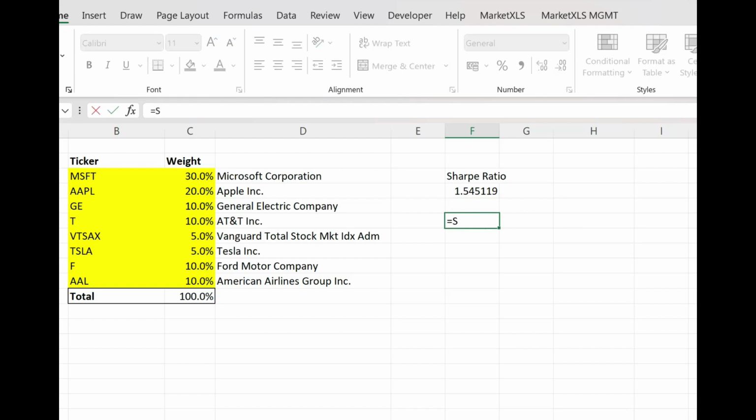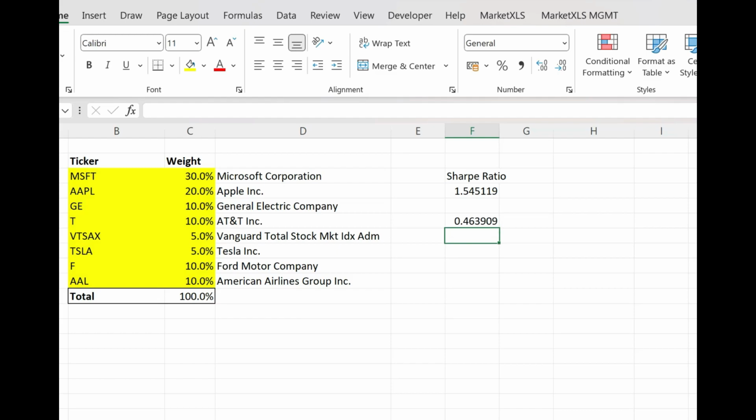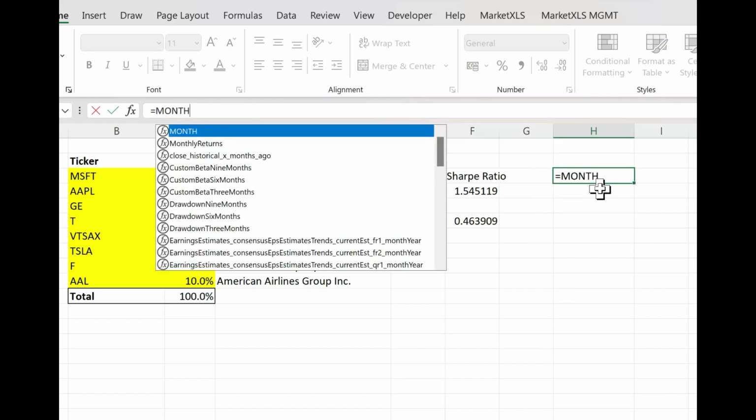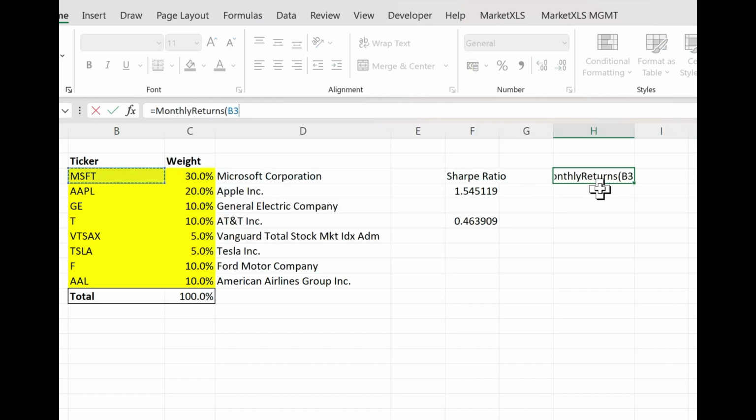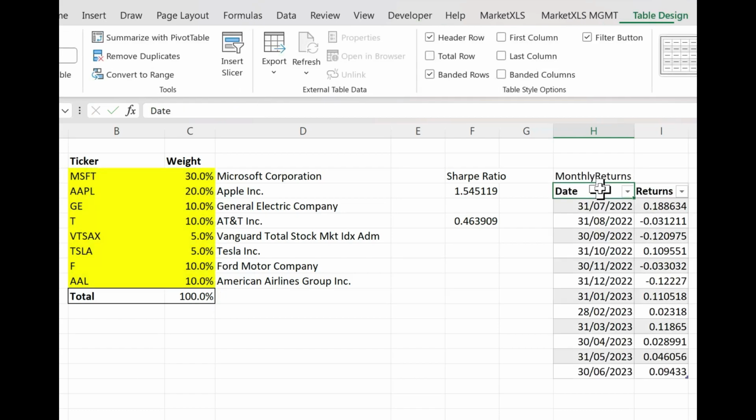Next, the Sortino ratio, a risk-adjusted performance measure of a portfolio. It is a modification of the Sharpe ratio, but penalizes only those returns falling below a user-specified target. The formula for that is equals Sortino ratio, portfolio range. Then we have the monthly returns function, which calculates the percent increase or decrease in returns compared to the previous month. The formula is equals monthly returns, portfolio range.